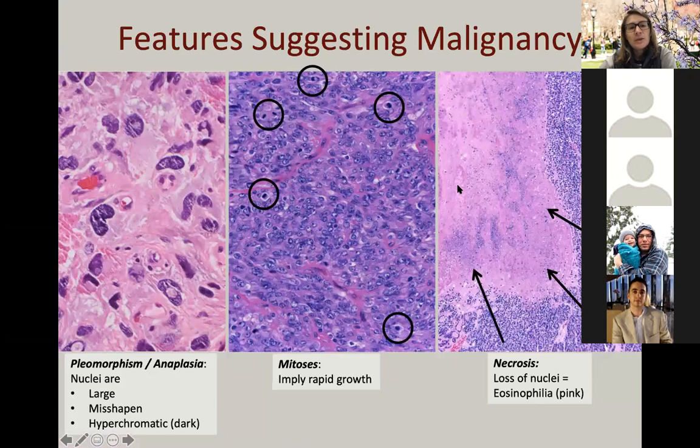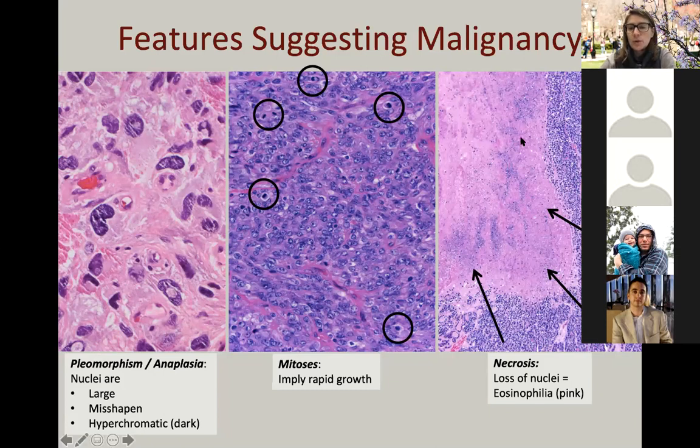Additional features that we might use to suggest biologic behavior include things like nuclear pleomorphism or anaplasia. This means how similar are the nuclei to each other? Are they small and large? Are they round and oval and misshapen? Are they dark or hyperchromatic? We might look for mitoses, which imply rapid growth.